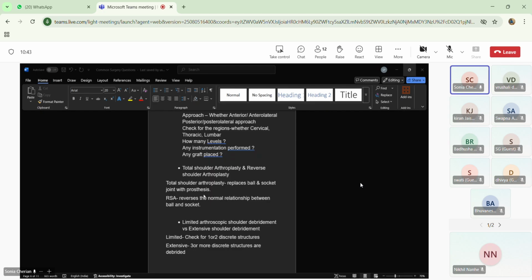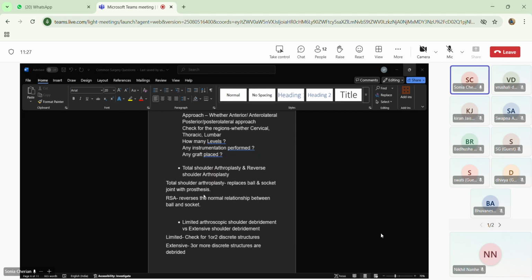Okay. Now coming to the arthroplasty. They might ask you what is total shoulder arthroplasty and reverse shoulder arthroplasty. In total shoulder arthroplasty, we know that they will replace the ball and socket with prosthesis. That is what we mean by total shoulder. But in the reverse shoulder arthroplasty, they will reverse the normal relationship between ball and socket. For example, in the place of the ball, they will insert the socket, and in the place of the socket, they will insert the ball. That is what they mean by reversing the normal relationship. So this is one scenario you can see, and you have the CPTs for that too, for reverse shoulder arthroplasty.